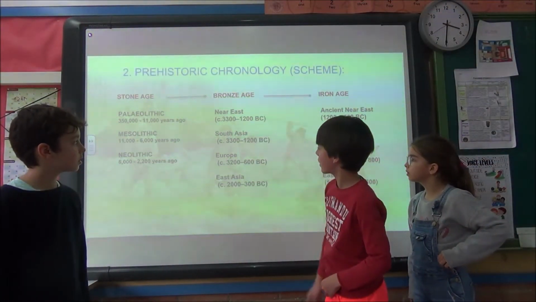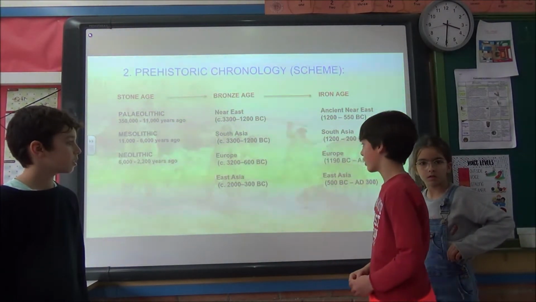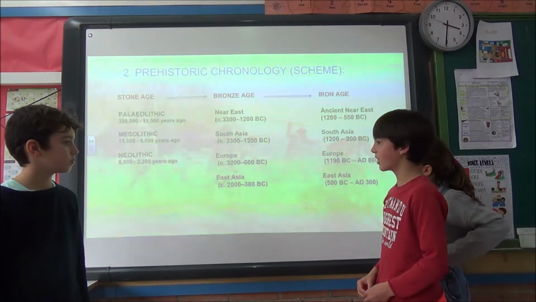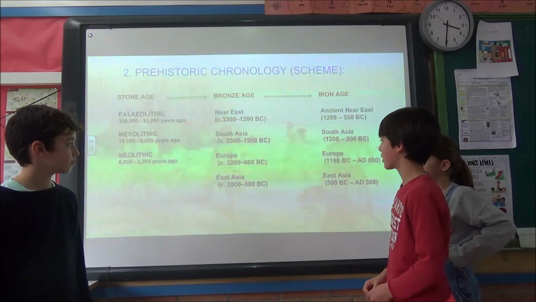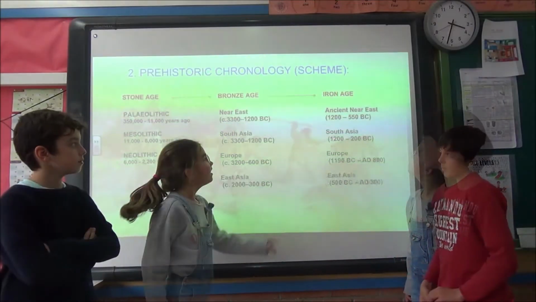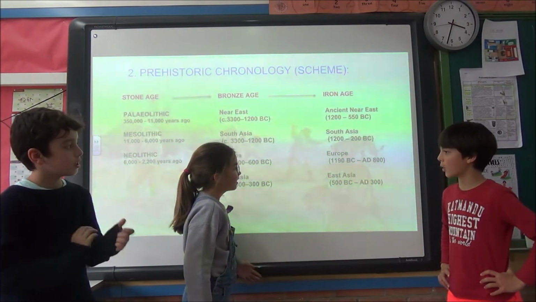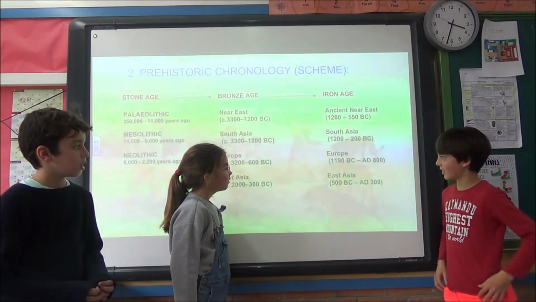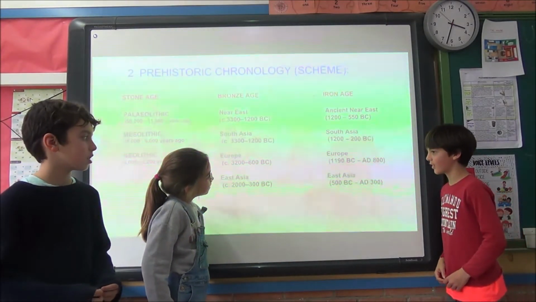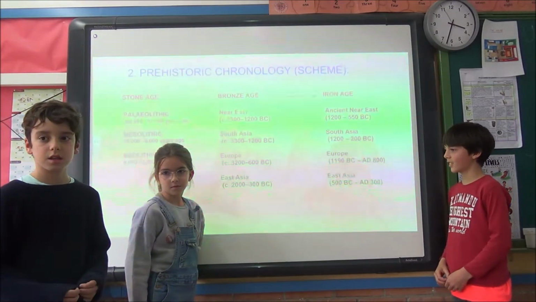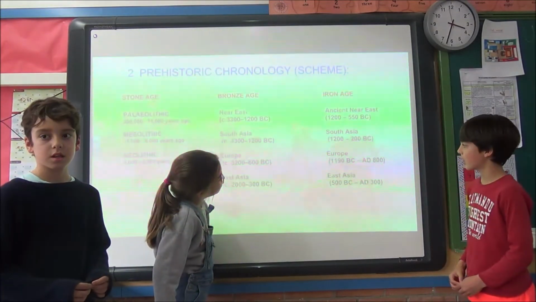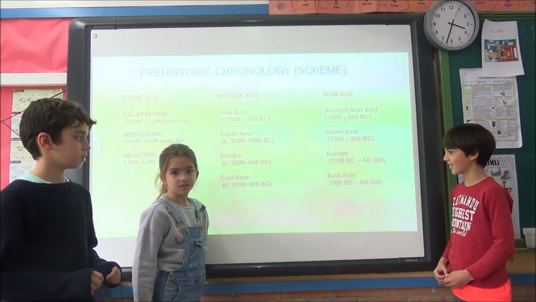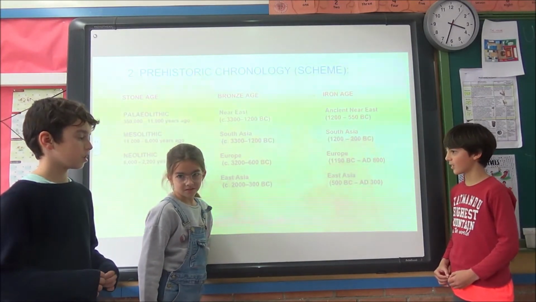The Bronze Age in Europe started in 3,200 and lasted to 600 before Christ. The Iron Age started in Europe 1019 before Christ, to 800 Anno Domini.